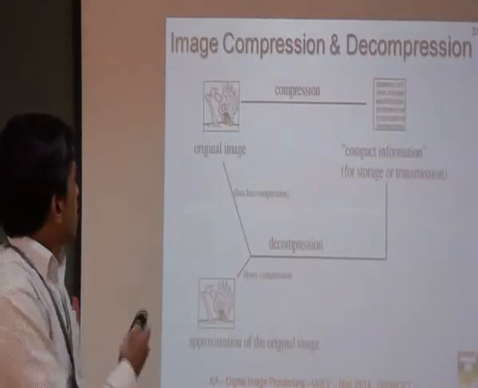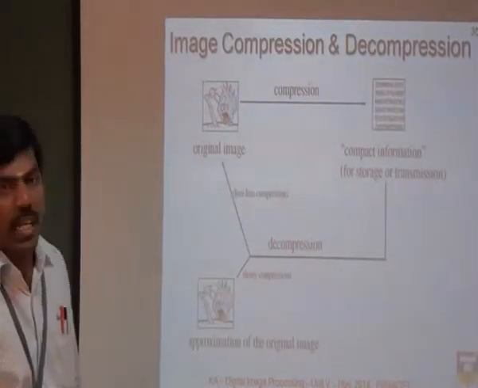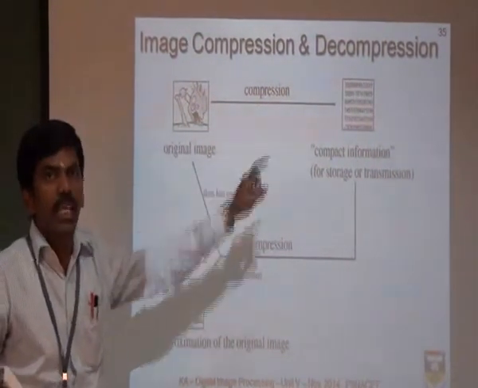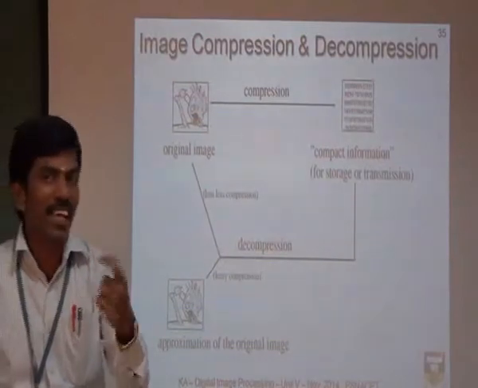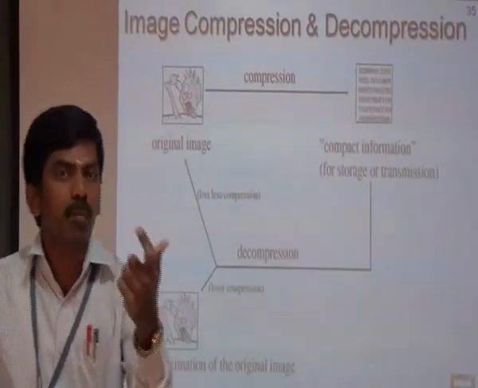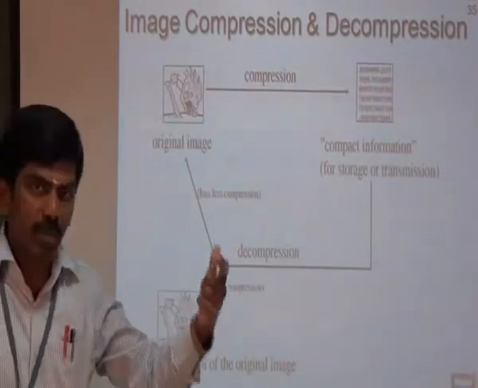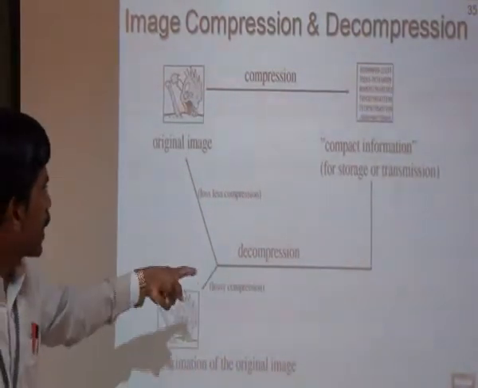So this is a diagram of image compression and decompression. What will happen is, the original image goes through compression and they convert it to a coded form. What is the meaning? They are not converting the image; they are converting it to some coded form. It's a compressed technique, compact information for storing and transmission in any application. What happens during decompression?